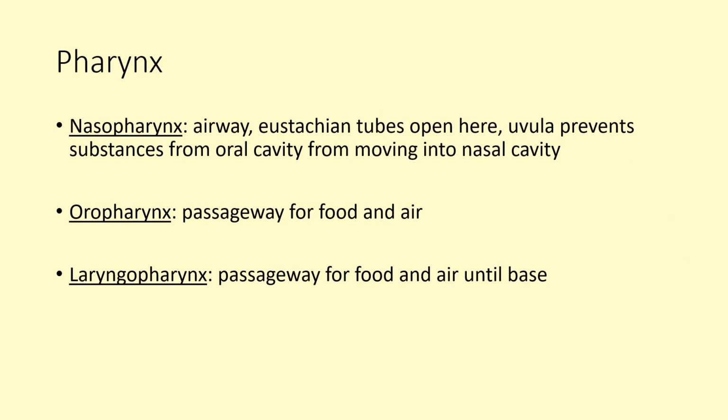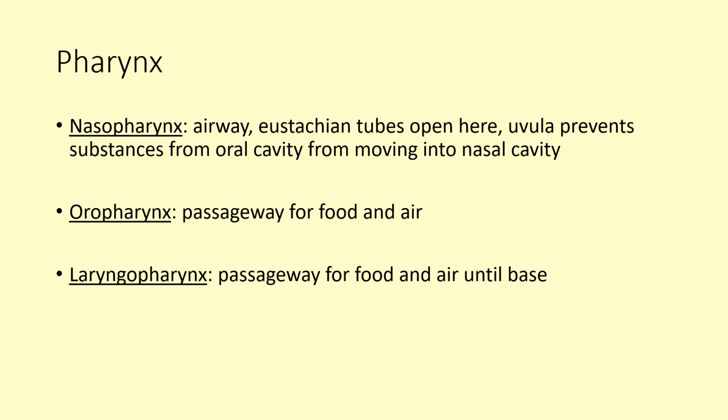The pharynx is divided into three parts. You have the nasal pharynx, oropharynx, and the laryngeal pharynx. The nasal pharynx is the uppermost, most superior portion. It serves as an airway only. As I just said, the Eustachian tube is there.